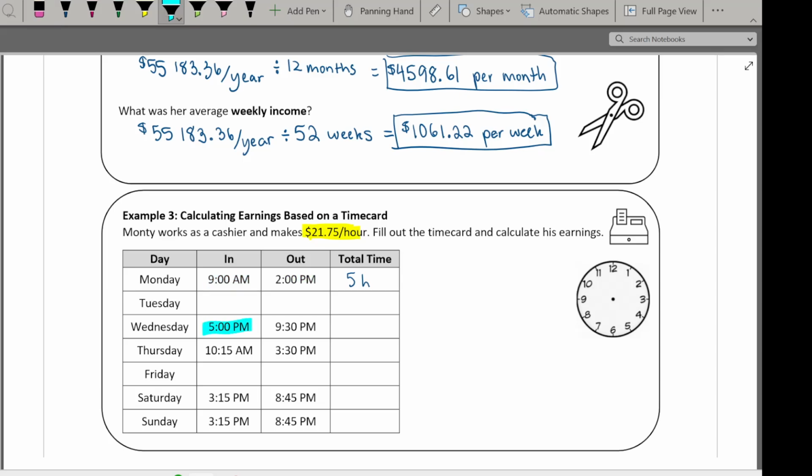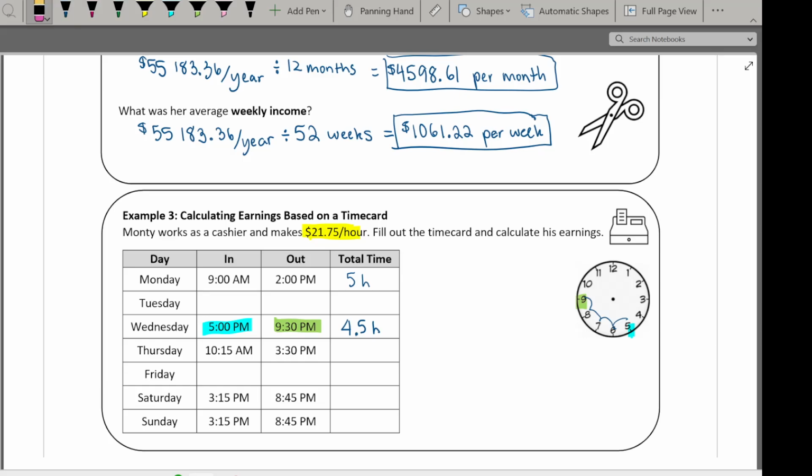Well, Wednesday he started at 5 and he ended at 9:30. So starts at 5 and then ends at 9:30. So it's going to be 4 full hours. 1, 2, 3, 4, and then an extra half an hour, because 30 minutes is half an hour. So I'm going to write it as a decimal, 4.5 hours, 4 hours and 30 minutes.